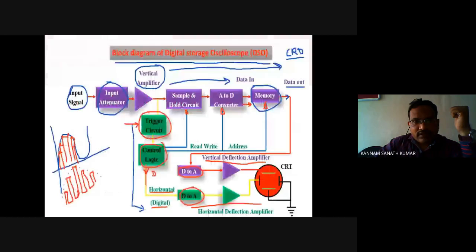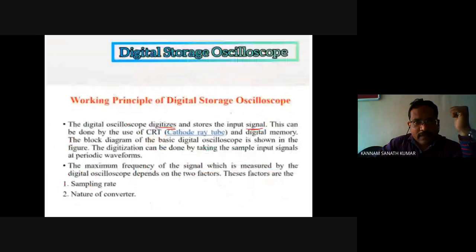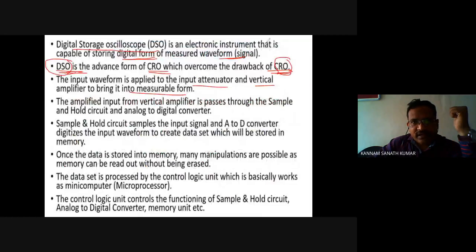Okay, so whatever waveform you are getting is given to the sample and hold circuit as well as the A to D converter. The sample and hold circuit samples the input signal and the A to D converter digitizes it. It will convert the sampled signal to digital form, and the input waveform creates a data set which will be stored in memory.